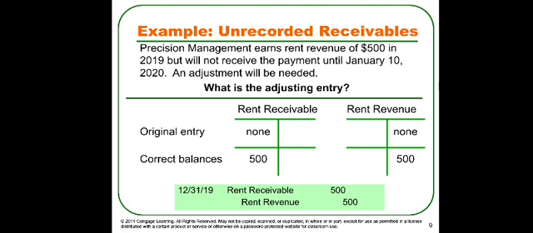So receivable is an asset. When an asset increases, you have to debit it. So that's why the adjusting entry for this example is you record the revenue, credit the revenue 500, and then you record the asset. The name of the asset is rent receivable 500. Rent receivable is an asset which is something that your business will get in the future, in the year 2020.